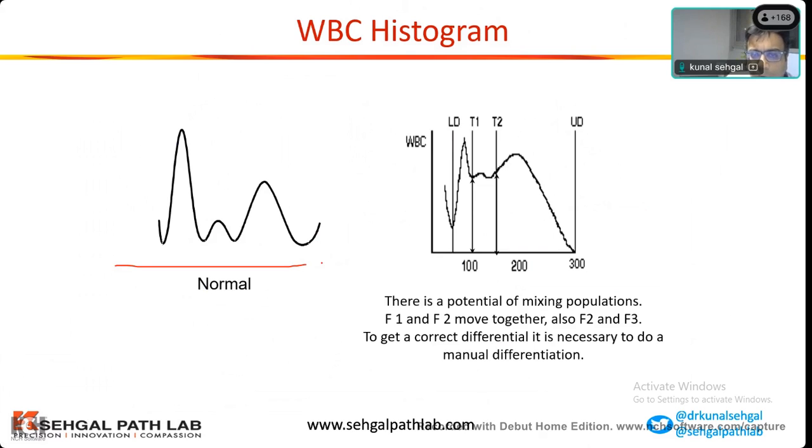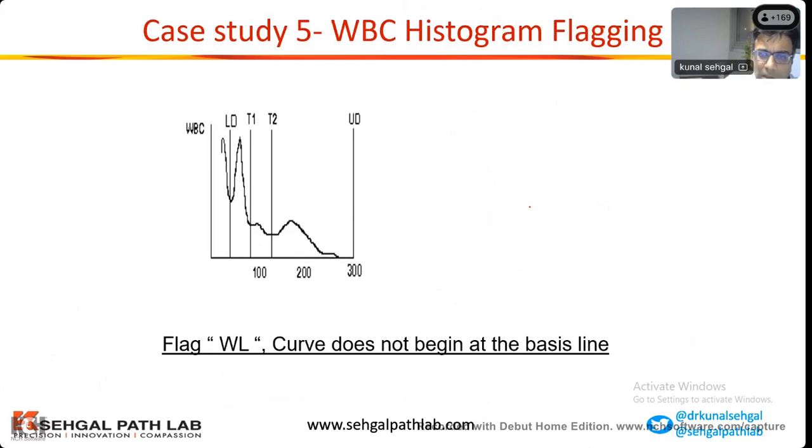So compared to normal, if I see this particular histogram, you will see there is potential mixing at these two levels. It is not showing a smooth curve. So the machine sometimes gives a T1, T2 flag, or we know in 3-part it sometimes does not give a differential count. It says I can't make out. It will give you only the lymphocyte percentage, but will not give you the other percentages, and hence you start seeing a manual differential count. So we are going to discuss this particular case.